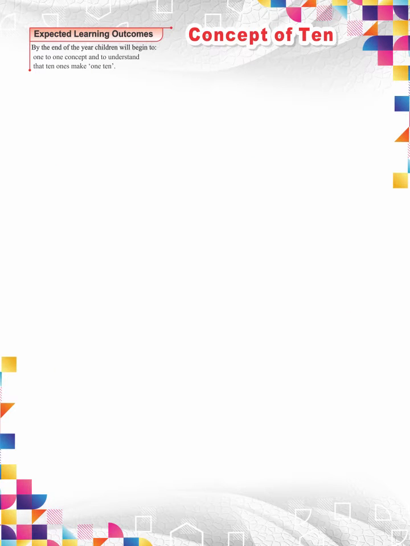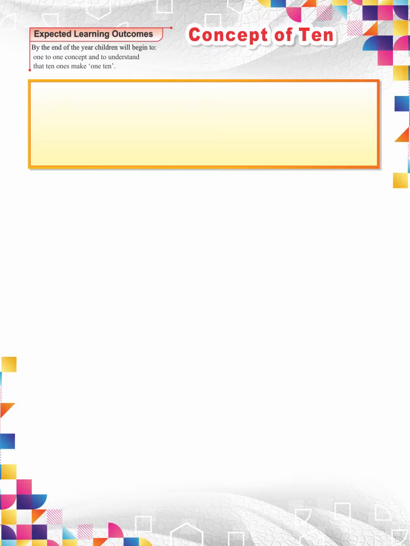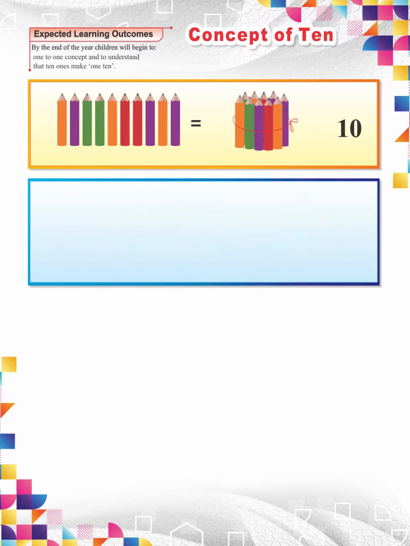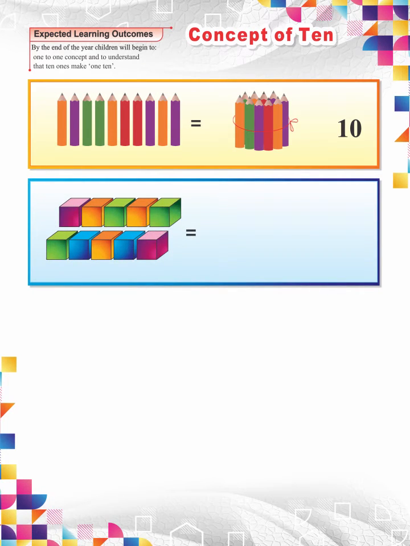10 ones make 10. Look at these pictures in rows. In the first row, you see 10 pencils bound as a bundle. They represent the number 10. In the second row, you see 10 cubes placed one on the other. They represent the number 10.